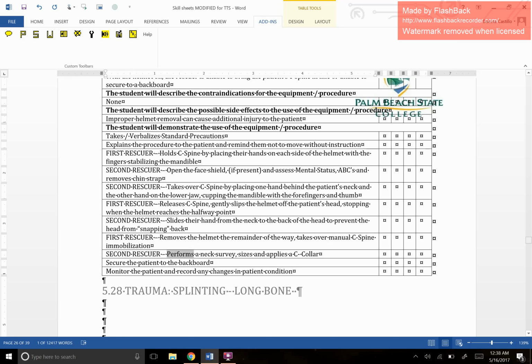Second rescuer performs a neck survey, sizes, and applies a C-collar. Secure the patient to the backboard. Monitor the patient and record any changes in patient condition.